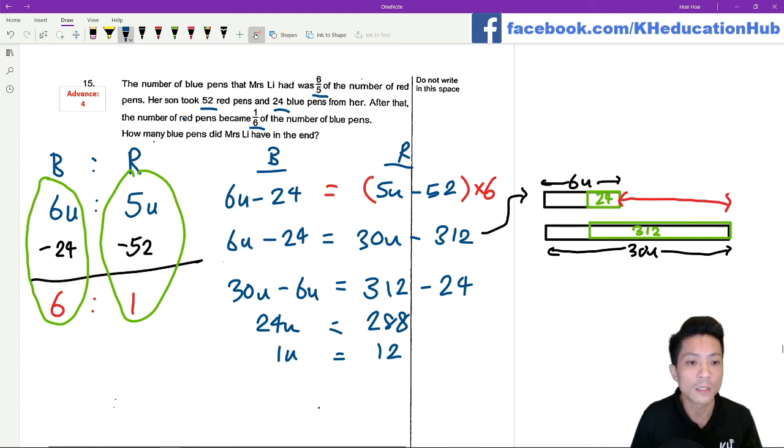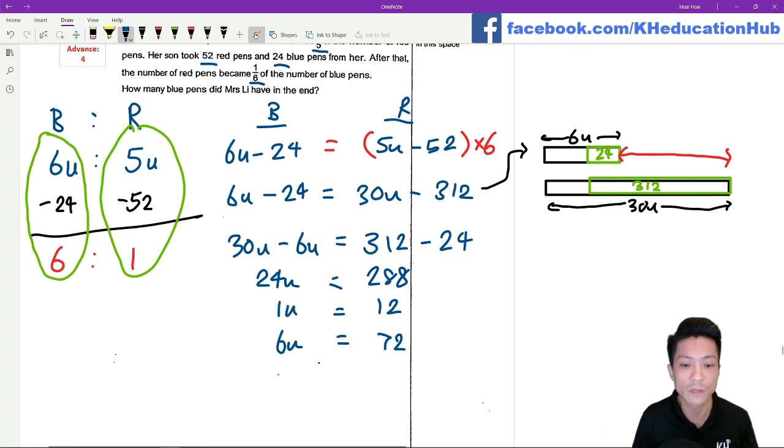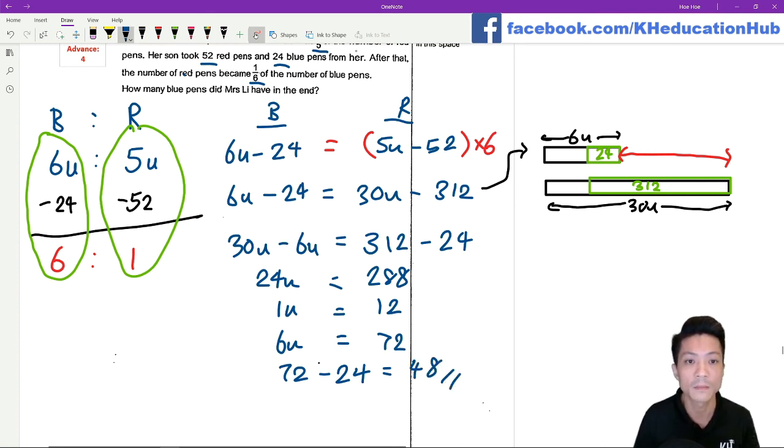The question is asking for how many blue pens Mrs. Lee had in the end. Blue pens, so we're going to find what is 6 units. We are going to use 72 minus 24. 48 is the answer.